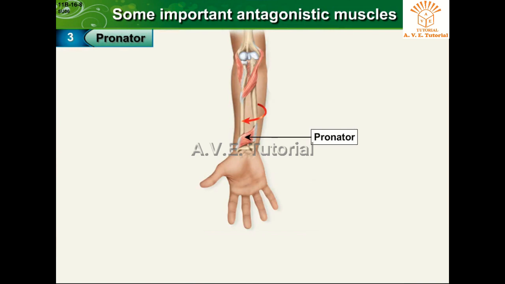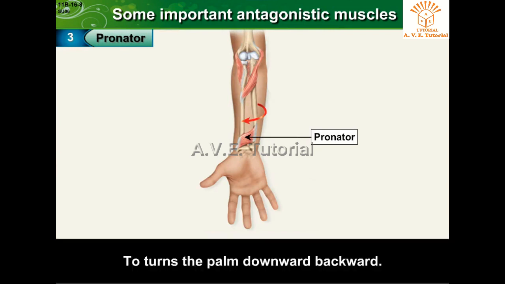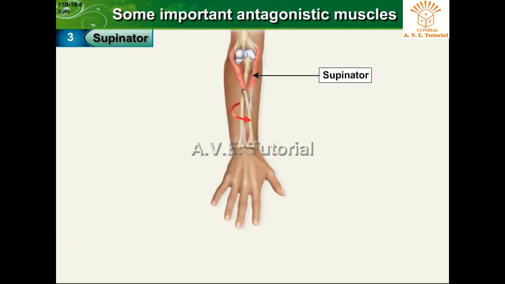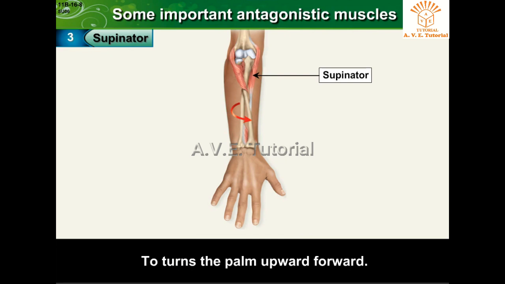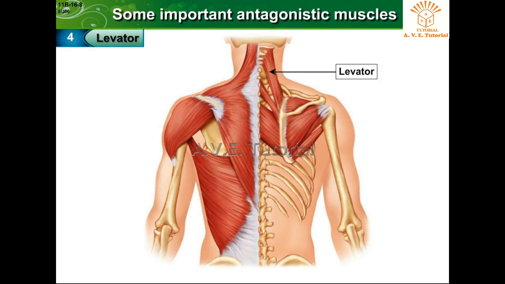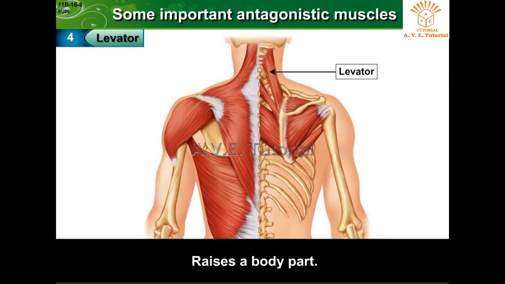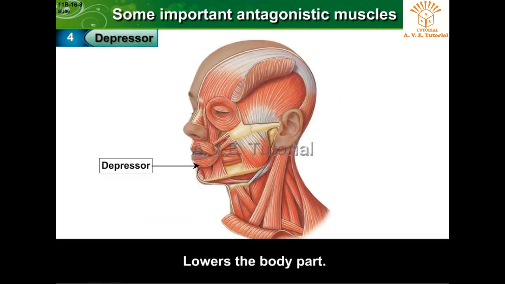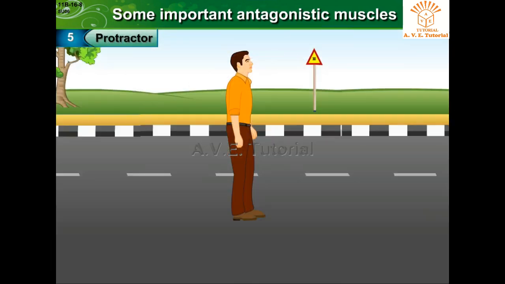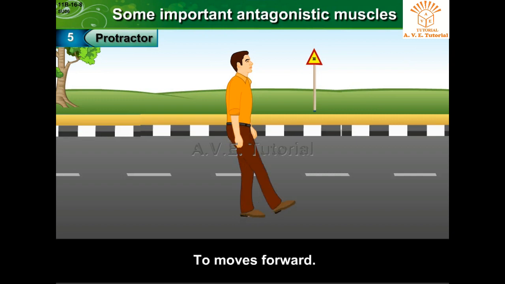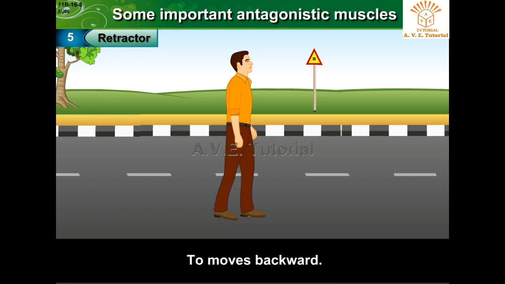3. Pronator, to turn the palm downward, backward. Supinator, to turn the palm upward, forward. 4. Levator, raises a body part. Depressor, lowers the body part. 5. Protractor, to move forward. Retractor, to move backward.